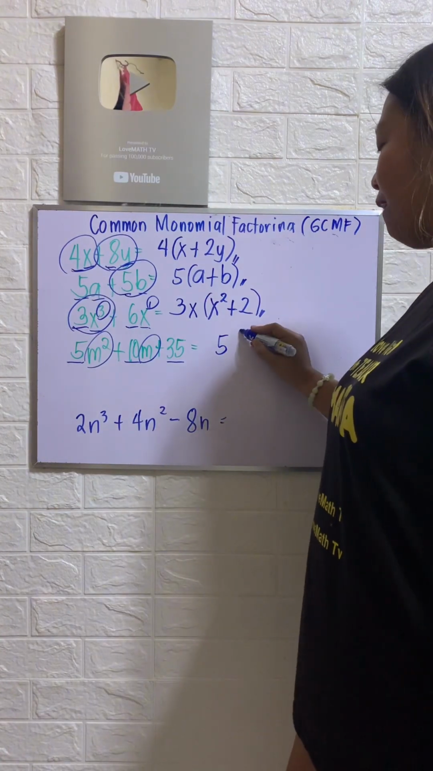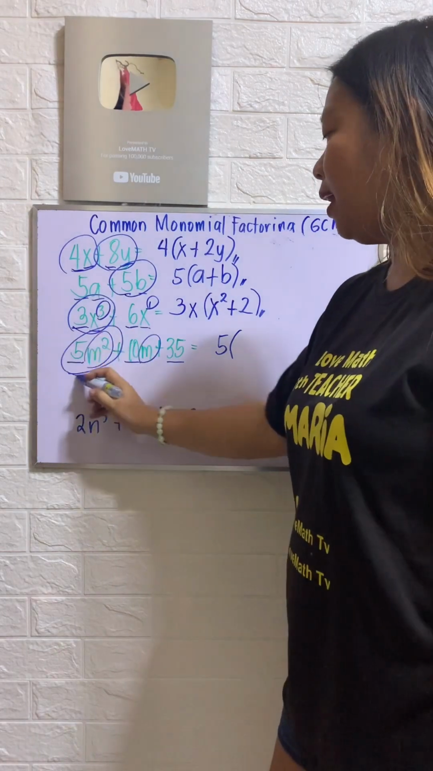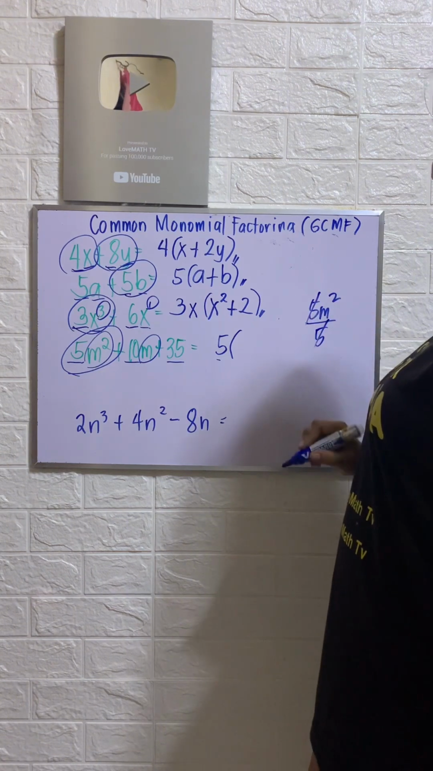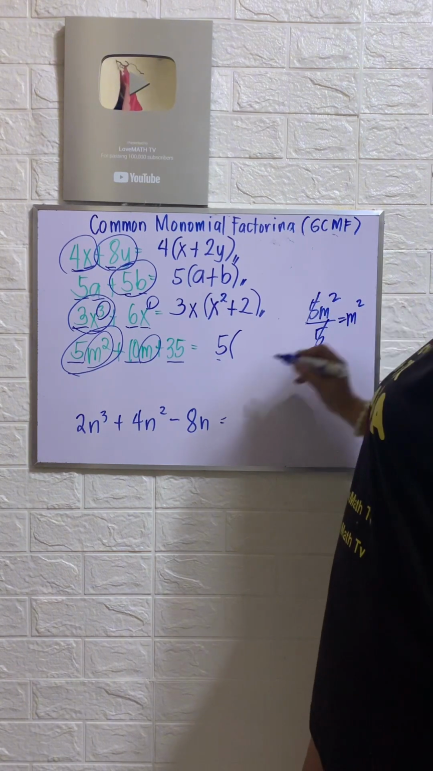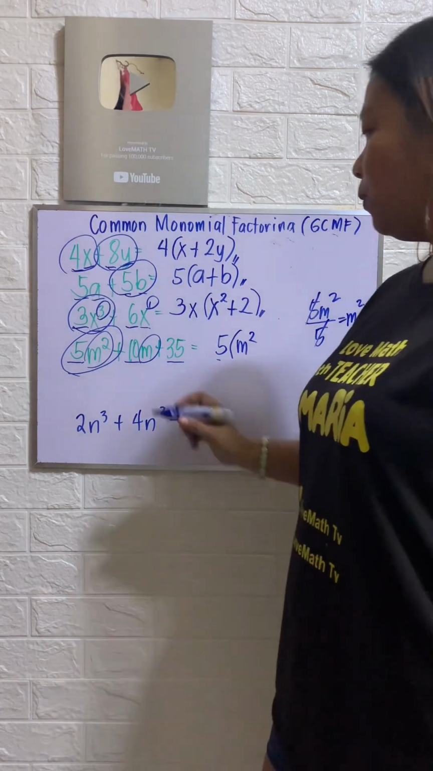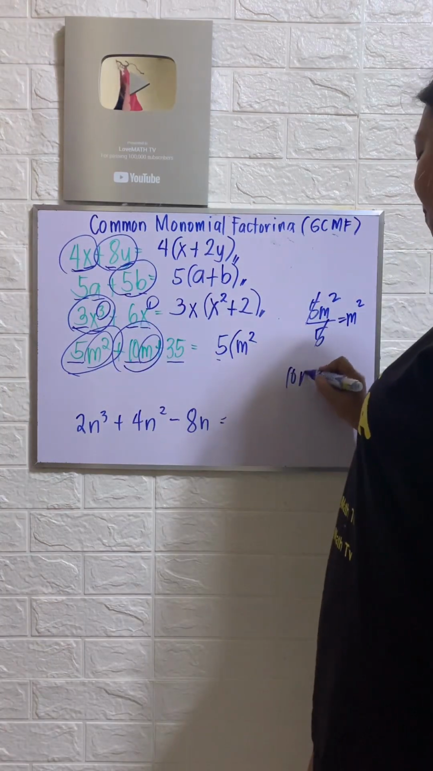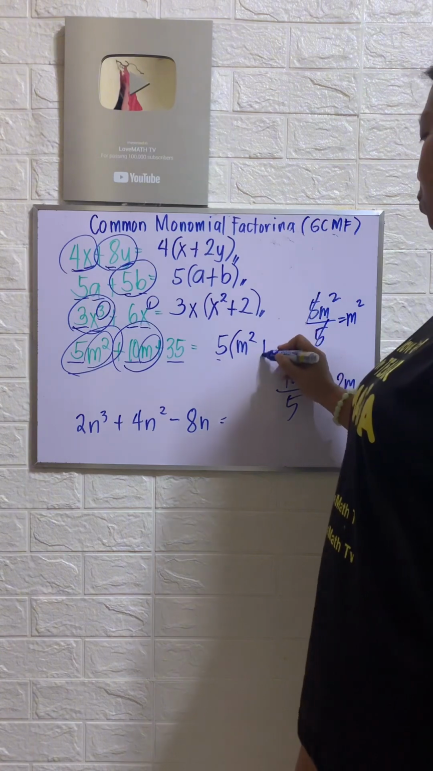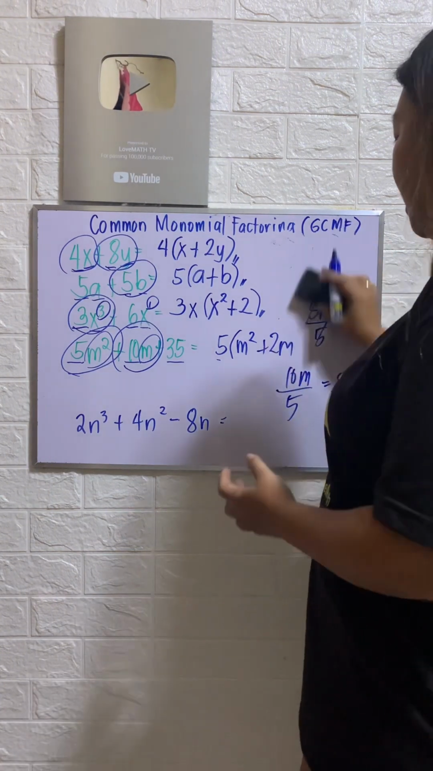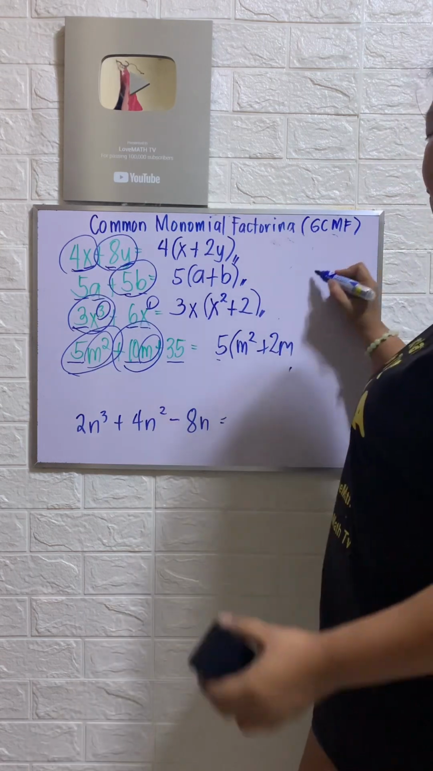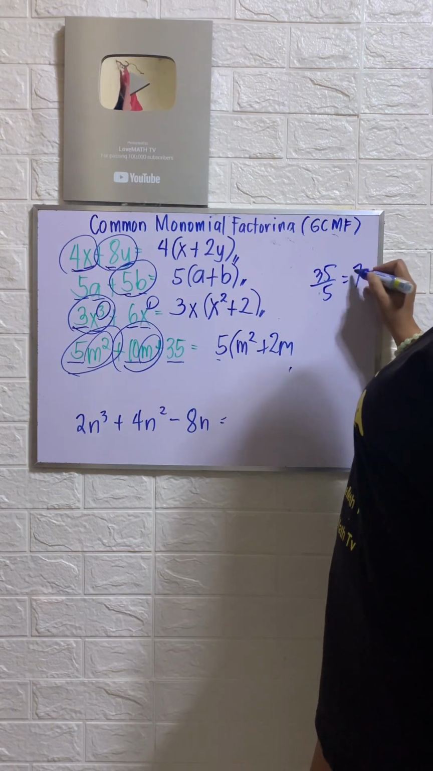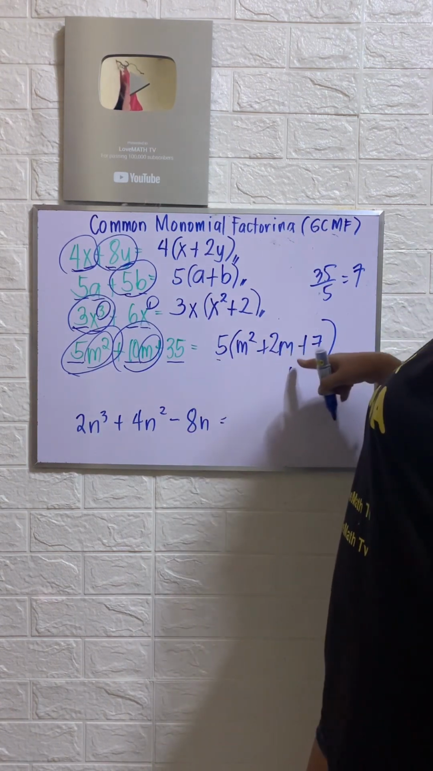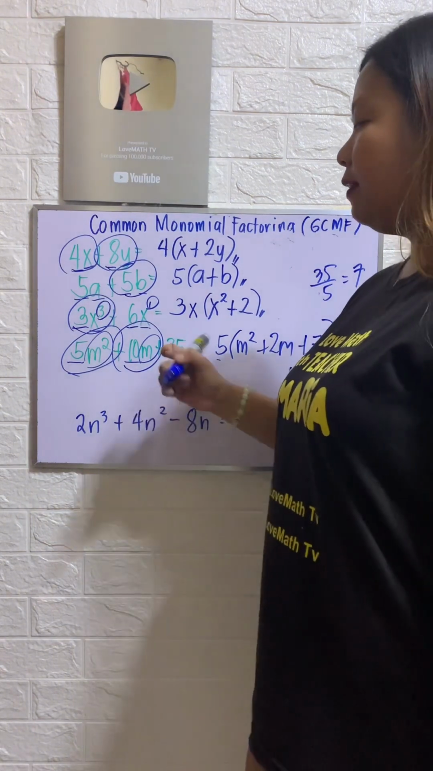Now, let's try to get the other factors. So, we divide this one by our GCMF. 5m squared divided by 5. So, 5 divided by 5 is 1. So, matitira na lang dyan m squared. Okay? And then, 10m divided by 5. So, 10 divided by 5, that's 2m. So, plus 2m. Okay, and then we have the last one, 35 divided by 5, that's 7. So, plus 7. So, we have 5 times the quantity of m squared plus 2m plus 7. This is now the answer for our last one.